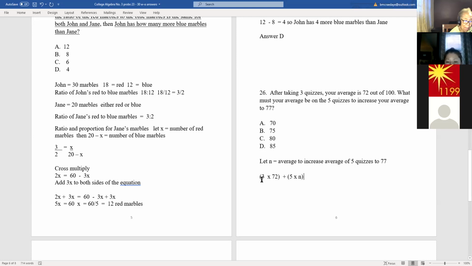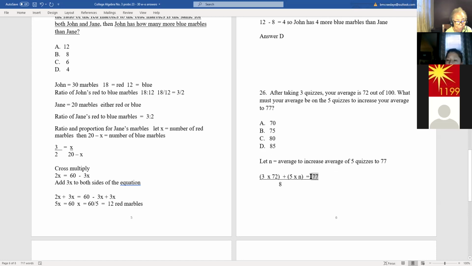And what would that be divided by? How many scores are we looking at here? Actually 8, right? You have 3 here and 5 here. So that's going to be 8. And what is this equal to? The average we're trying to get is what? 77.